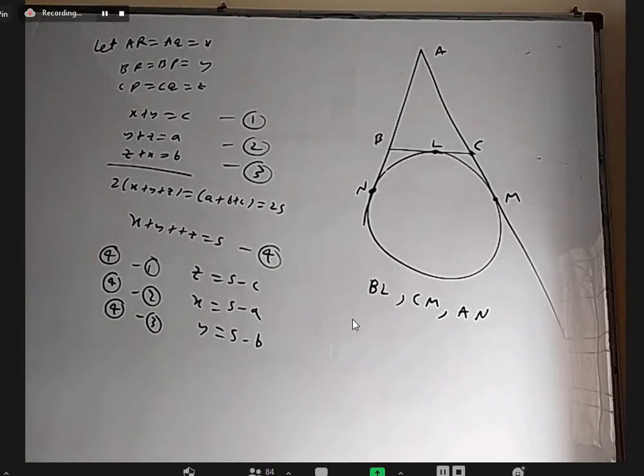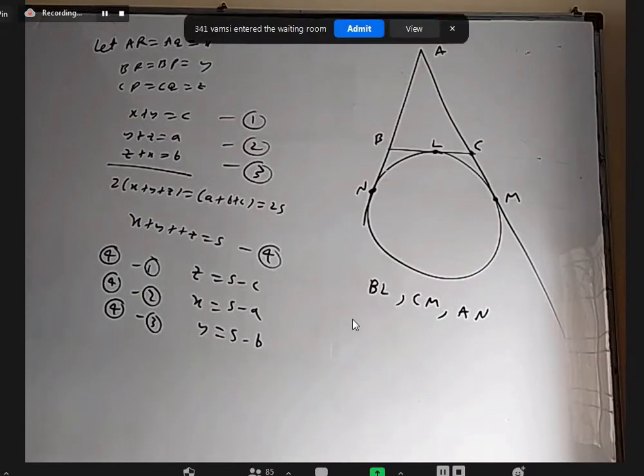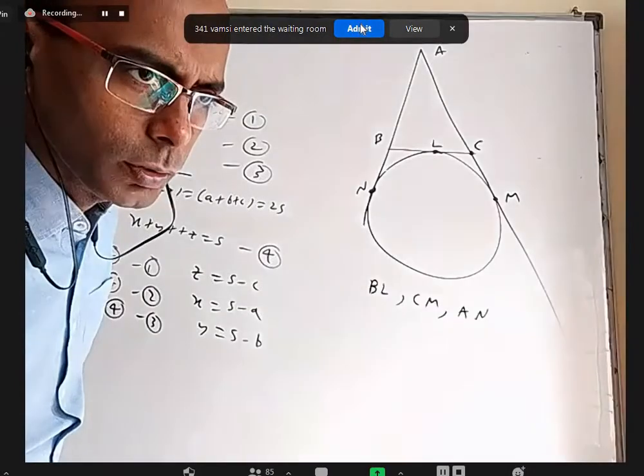Yes, please. Sir, AN equals (c plus b minus a) by 2. Okay, in terms of s, can you express that? S minus a. Okay, AN is s minus a. All right. Sir, BL equals s minus c. Okay.